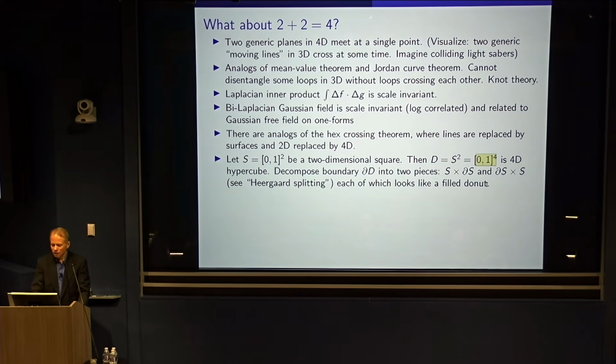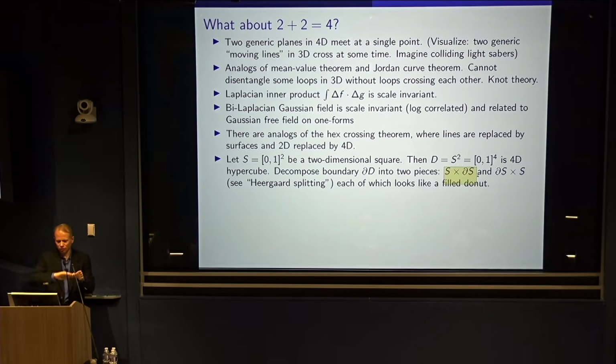That's this object. I want to decompose the boundary of this thing into 2 pieces. I take the square cross the boundary of the square, and the boundary of the square cross the square. It's a little hard to visualize, but the 4-dimensional cube has 8 faces, because I can set each of the 4 coordinates to be 1 or 0. That gives me 8 faces.